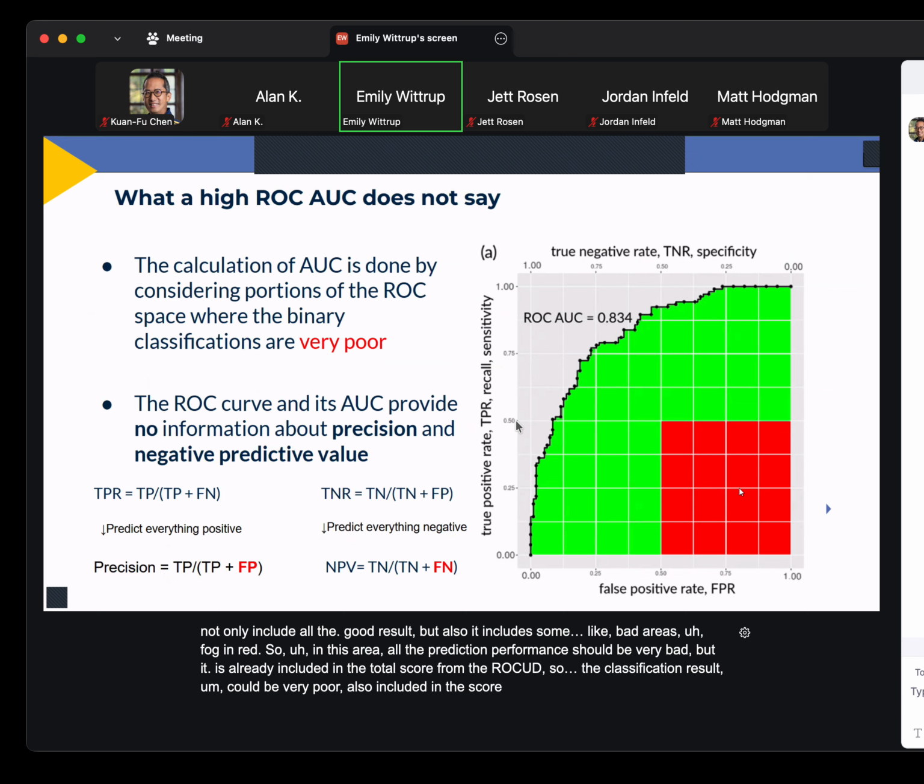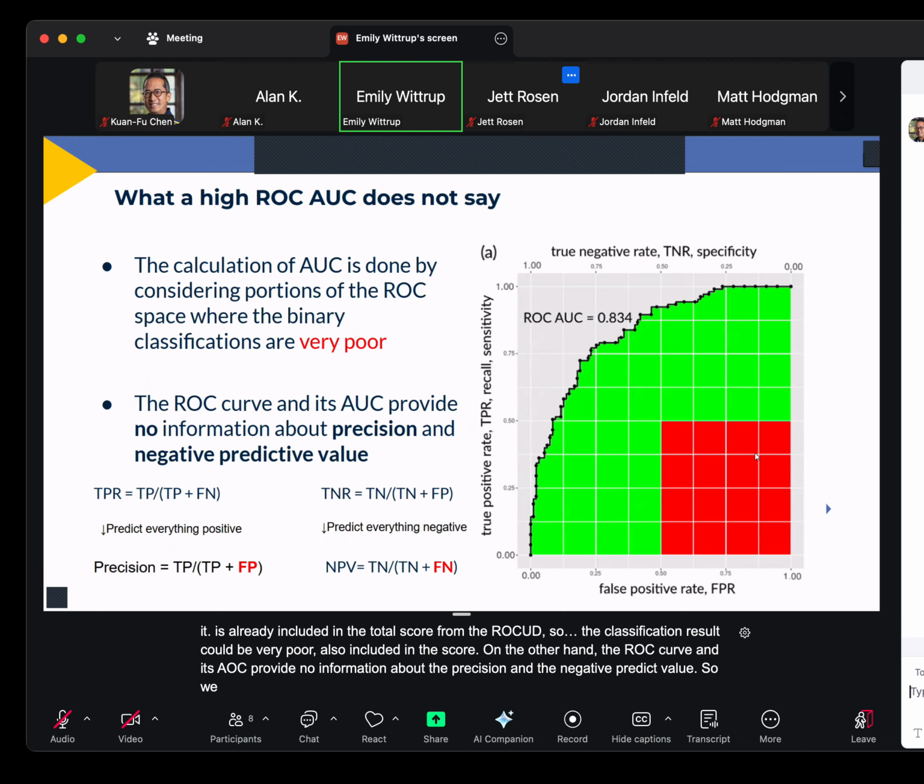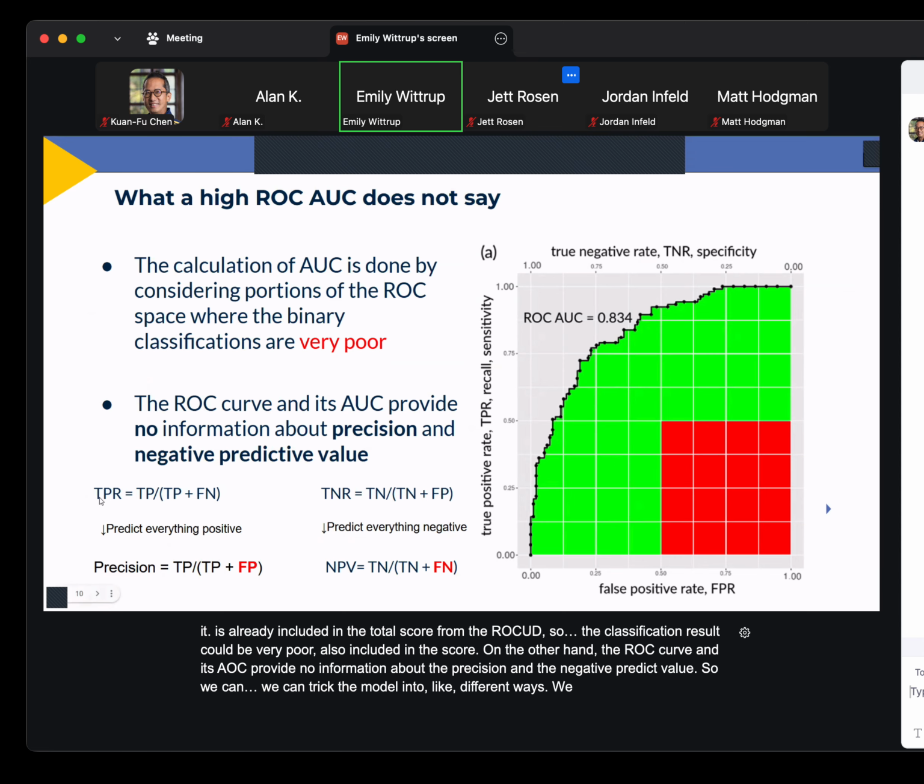On the other hand, the ROC curve and its AUC provide no information about the precision and the negative predictive value. So we can trick the model in two different ways. As in the previous slide, we have at least one score above 0.71, so we can predict everything as positive to have a very good true positive rate.